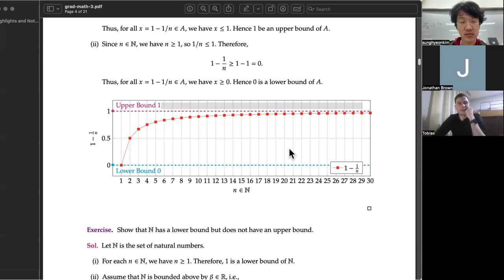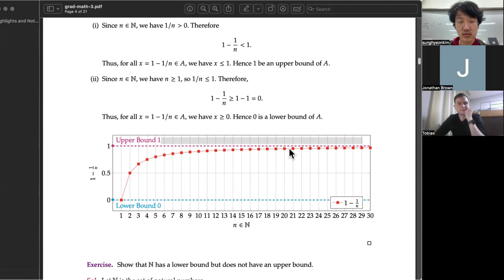So if we have an interval from 0, where 0 is included, and it goes up to 1, where 1 is not included, 0.9999 and so on would still be in the set. So the upper one would be the minimum upper bound, and the 0 would be the maximum lower bound still, even though one of them is in the set and the other one is not. Correct. Okay.